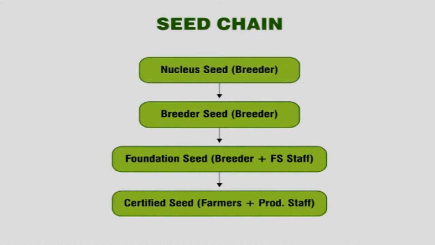The basic material for seed production of breeder seed is nucleus seed. For production of foundation seed, the base material is breeder seed, and for production of certified seed, the base material is foundation seed. For commercial seed production, the base material is certified seed.